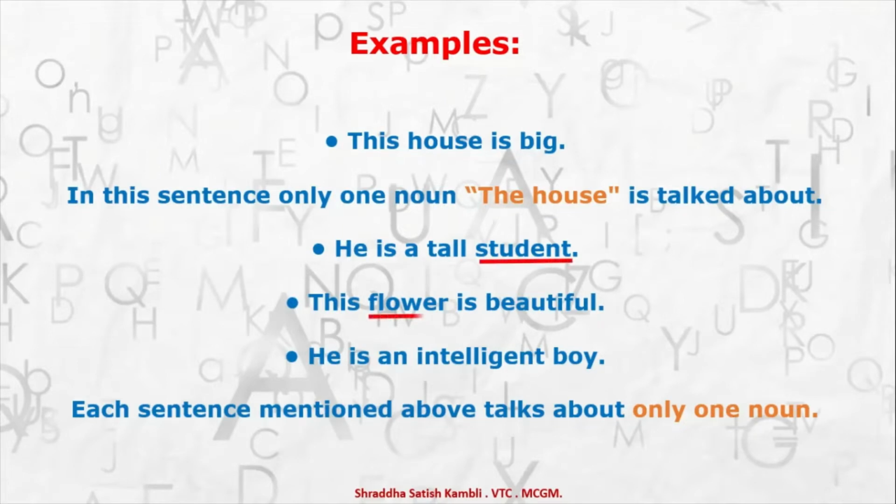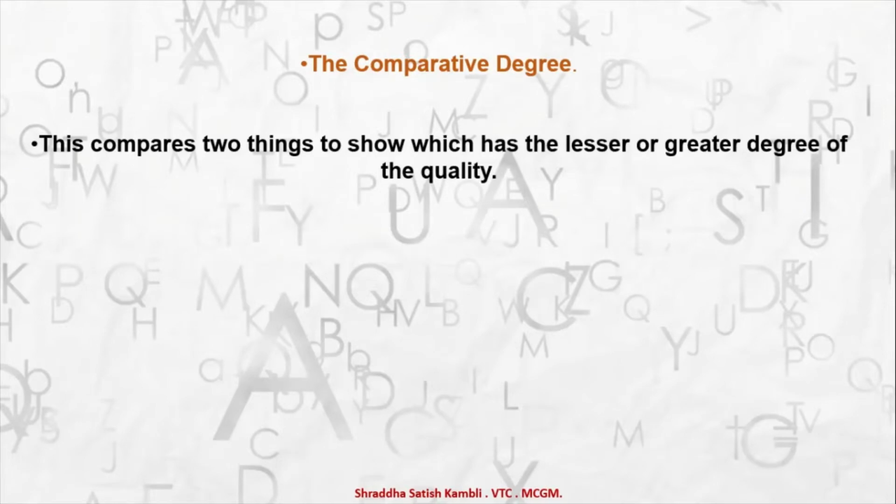This flower is beautiful. He is an intelligent boy. So in each sentence mentioned above, we talk only about one noun. Okay, coming to the comparative degree now. This compares two things to show which has the lesser or greater degree of the quality.